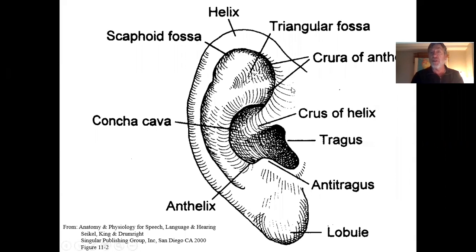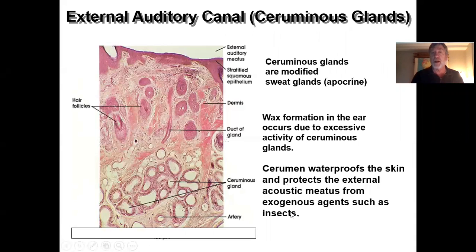Again, a close-up of the ear. The 4 parts you need to know: helix, antihelix, concha bowl, tragus. You all know what an earlobe is. All right. The auditory canal is sometimes called the external auditory canal, or sometimes external auditory meatus, M-E-A-T-U-S. Meatus is just Latin for tunnel.